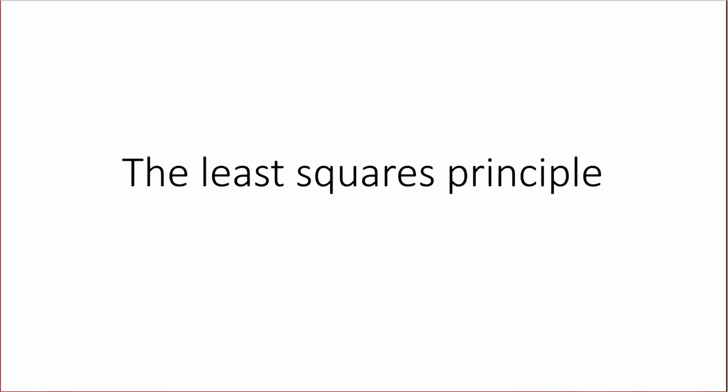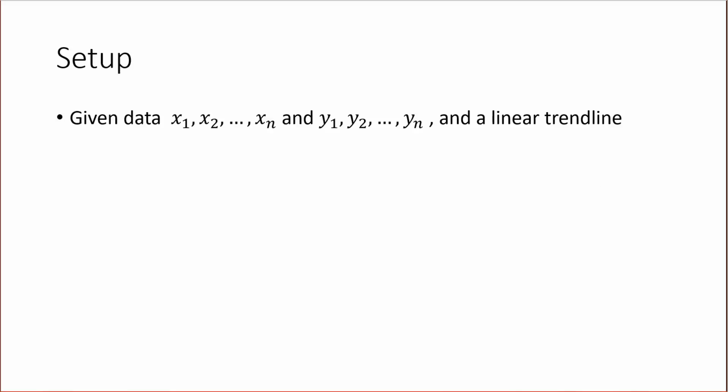So the setup is as follows. I have data and observations. I have an x variable, I have a y variable, and my view is that the x variable, in some sense, at least partly, determines the y variable. I also have a linear trend line. Note that in this case, it's not necessarily the OLS trend line. It's just a trend line, b1 plus b2x.